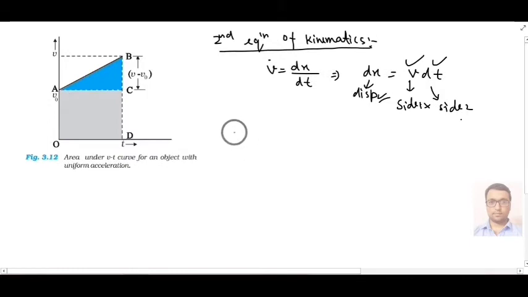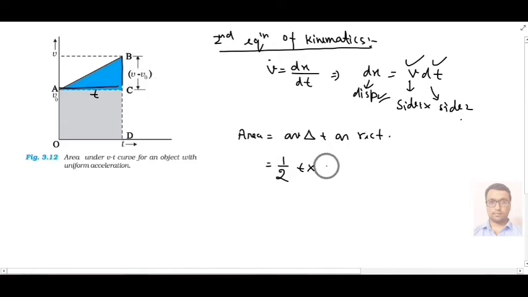Here you can understand that the area will be equal to the area of a triangle plus the area of a rectangle. The area of a triangle is half into base into height. The base is this much, that is t length. So half of t into height.